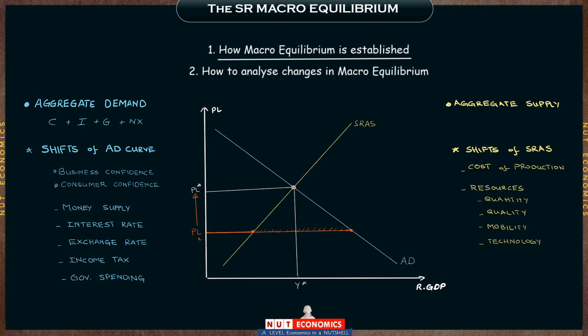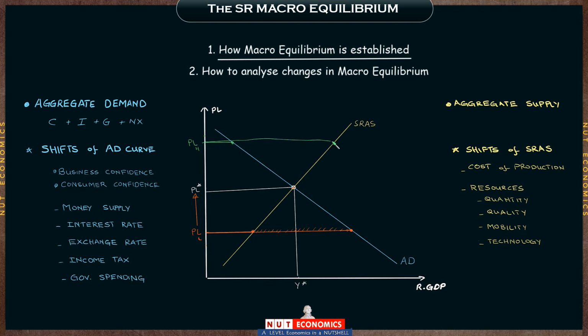Now, the only other possibility is that if price levels are not PL star and if they are not less than PL star, then the only other possibility is that price levels will be more or higher than PL star. Now, this again can't be a stable point. This again can't be an equilibrium, because if price levels are too high, then aggregate demand will be very, very small. Households and businesses and firms and government will be discouraged to buy since things will be much more expensive. So you have a small amount of aggregate demand.